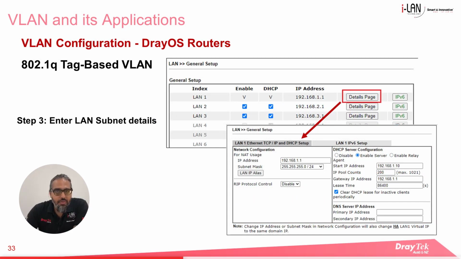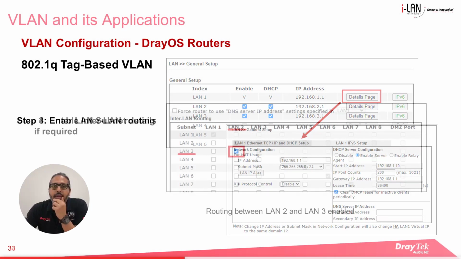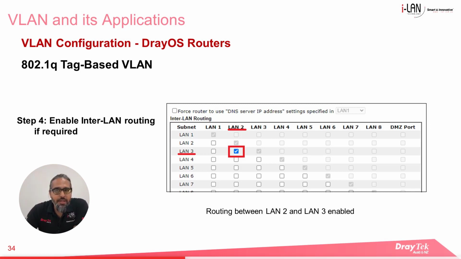The next step is to enter the LAN subnet details for each LAN, including the DHCP details. Enable routing if required by selecting the intersection of the two LANs you wish to route between. Here we've enabled routing between LAN 2 and LAN 3.